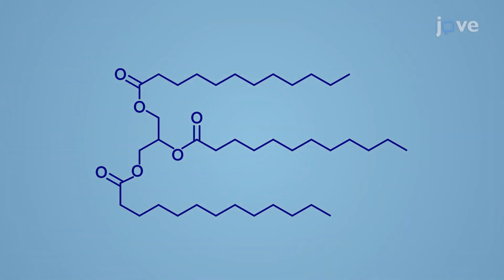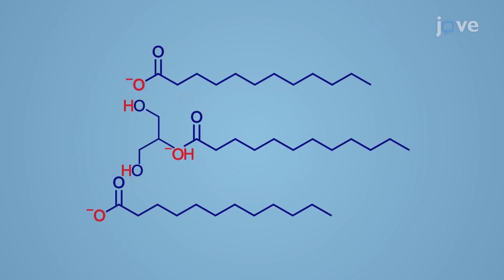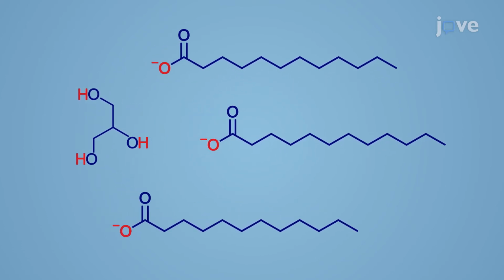In this reaction, hydroxide ions attack each of the 3 ester carbonyls in the triglyceride, yielding 3 fatty acid molecules and 1 molecule of glycerol. The fatty acid carboxylates associate with the counterion from the base, which is usually sodium or potassium.